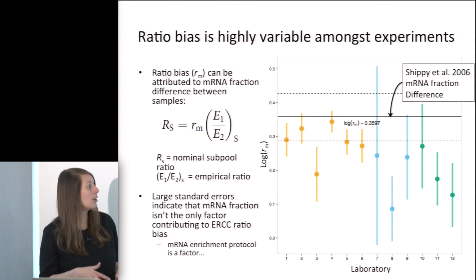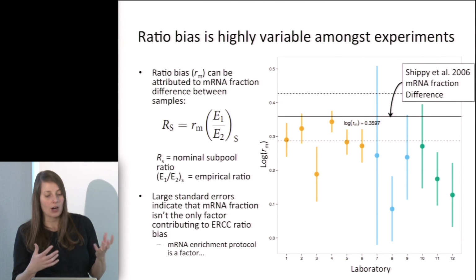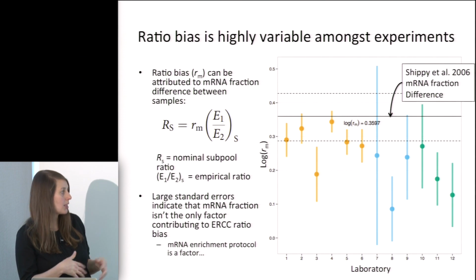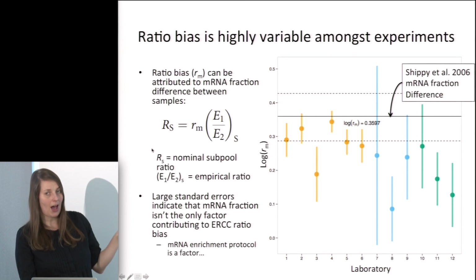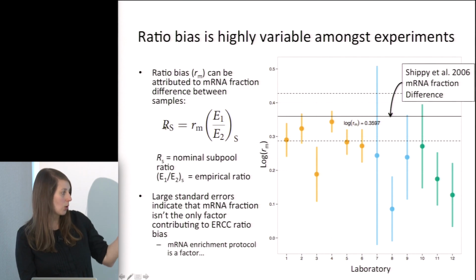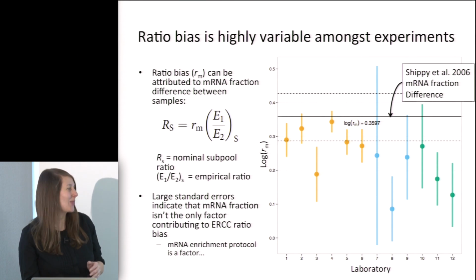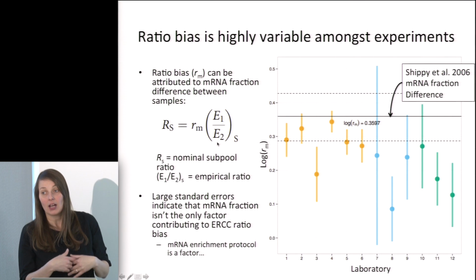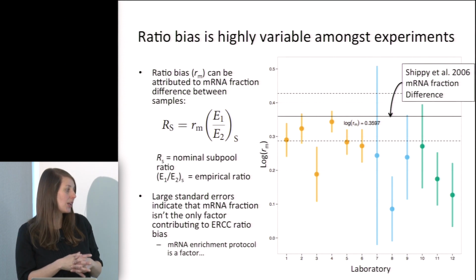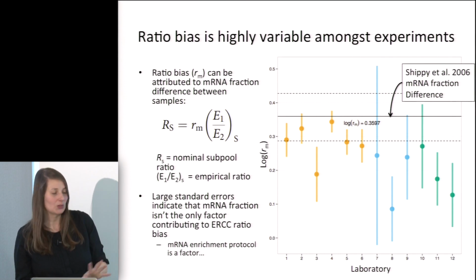We also looked at the ratio bias across the different laboratories. We define ratio bias as this term R sub m, and this can be attributed to the mRNA fraction difference across samples, which I described earlier. And so really, if the nominal subpool ratio that you have, say this is a 4 to 1 ratio, the empirical ratio that you should measure across the sample should still be 4 to 1. But again, if there's that mRNA fraction difference, you will have this R sub m factor that would adjust that ratio. And so if your samples did have the same ratio as you intended, then R sub m would be equal to 1.